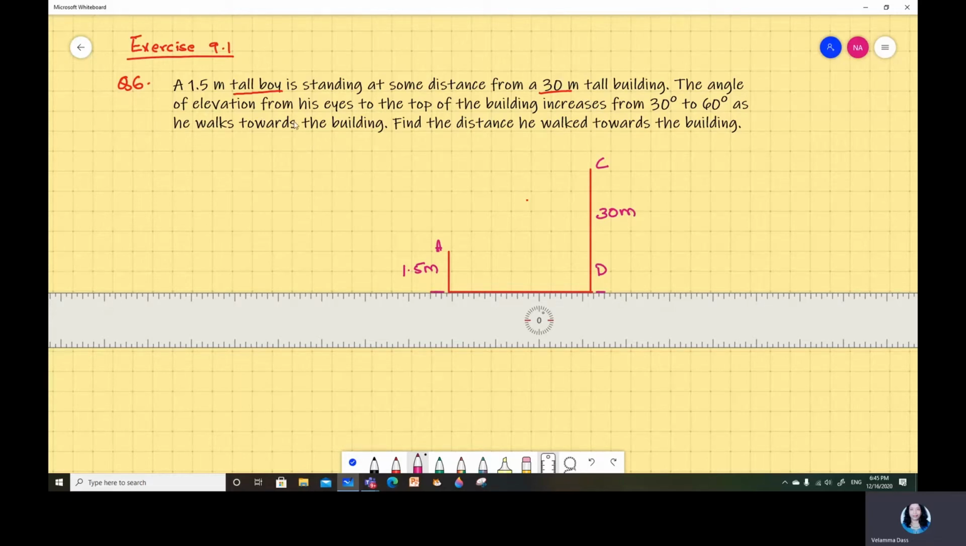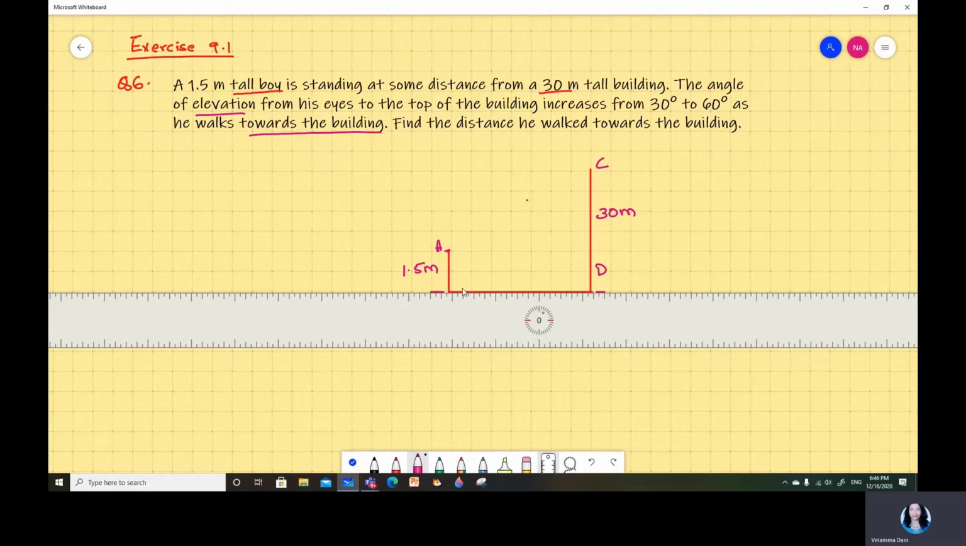Now what do we observe? The angle of elevation from his eyes. Elevation means the person is raising his head. So let A be the point where the boy's eyes are. Now he is raising his head to see the point C. And the angle of elevation formed is first 30 degree, and then 60 degree as he walks towards the building.